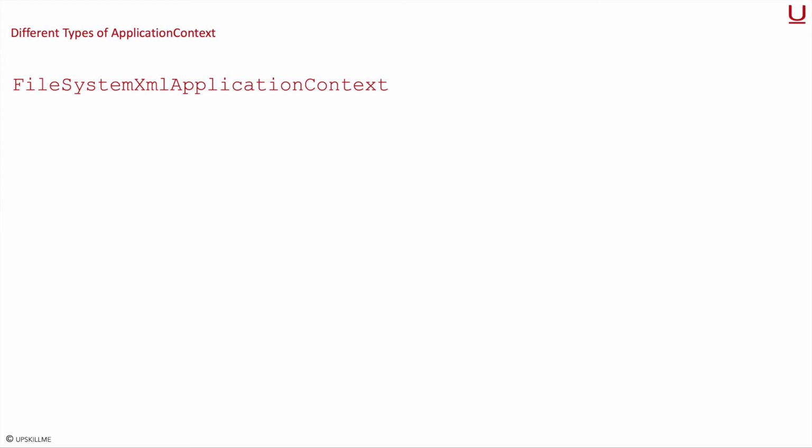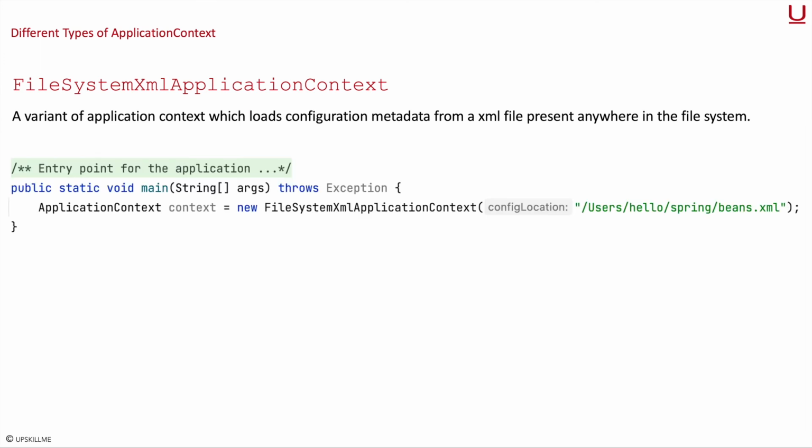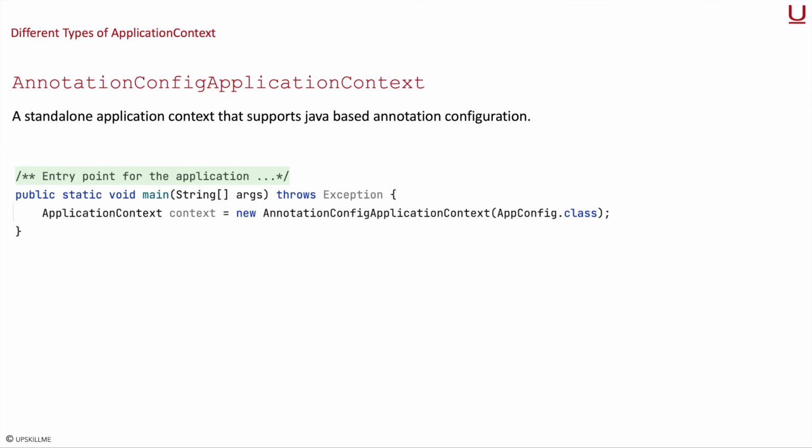The next one we have is file system XML application context, a variant of the application context which loads configuration metadata from an XML file present anywhere in the file system. The argument to the constructor is the location of the XML file. Next, we have annotation config application context, a standalone application context that supports Java-based annotation configuration. The argument to the constructor is the root configuration class.